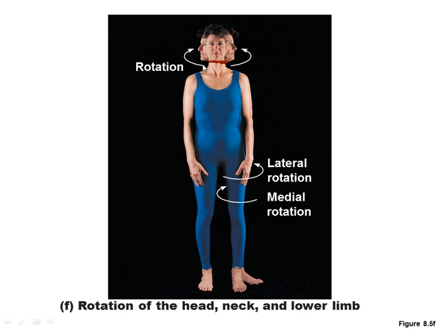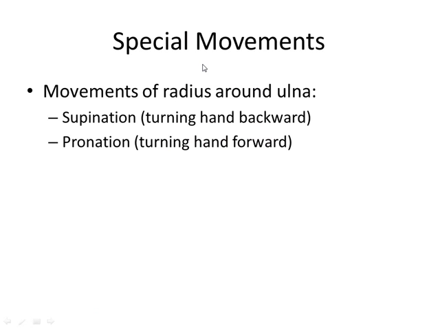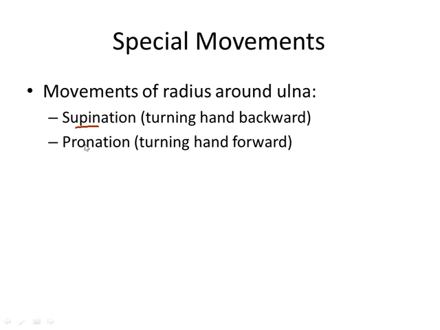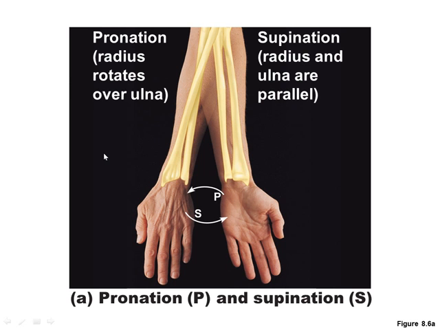Now that rotation in the arm of that radius and ulna actually has two more specific names called supination and pronation. Supination and pronation. This is rotation of the radius and ulna. When you pronate, you turn your palm down or back if you're in anatomical position, and that crosses the radius over the ulna. When you supinate, you turn your palm up or in anatomical position, and now those bones are parallel. So those are two fancy names for rotation, pronation and supination.